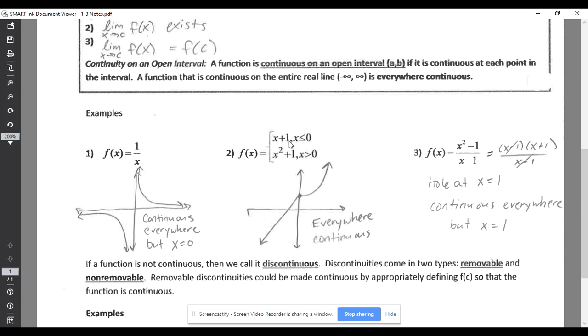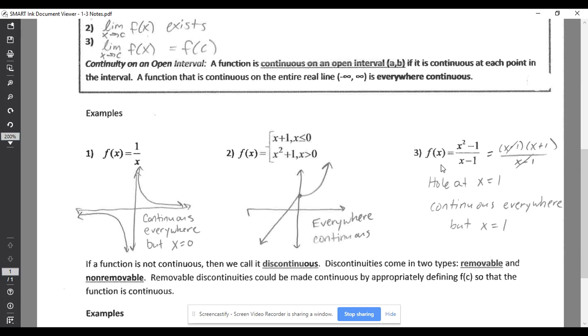Number 2 is a piecewise function. With piecewise functions, we do need to be careful to check that they're continuous, because this one actually is continuous. In this particular case, the limit does exist. They're both approaching 1 as x gets closer and closer to 0, and the function value is actually 1. So you could draw this without picking your pencil up. So this is everywhere continuous.